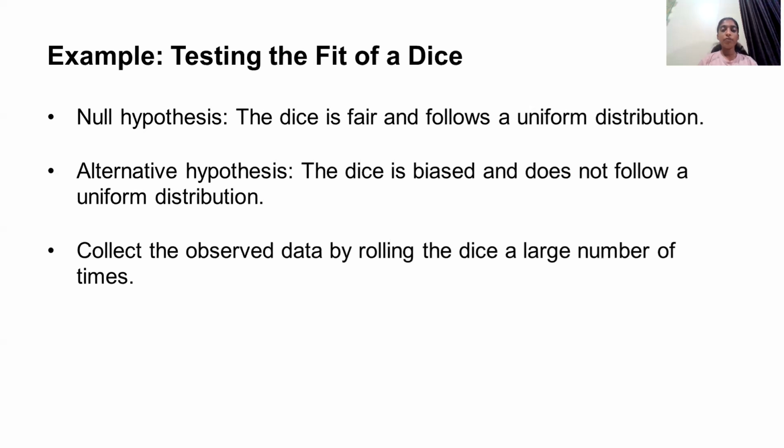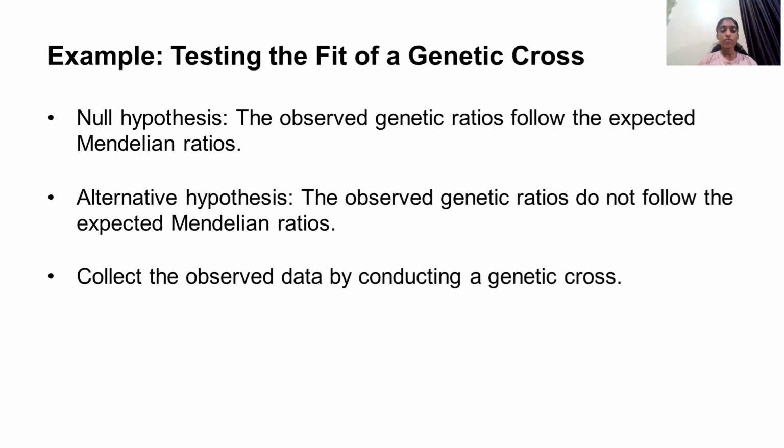Example, testing the fit of a dice. Null hypothesis: the dice is fair and follows a uniform distribution. Alternative hypothesis: the dice is biased and does not follow a uniform distribution. Collect the observed data by rolling the dice a large number of times.